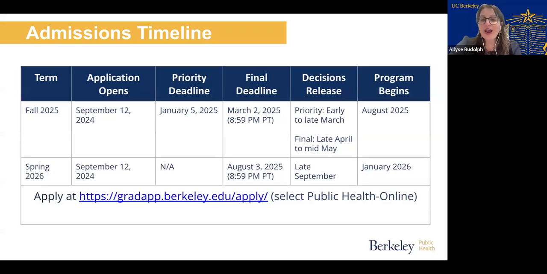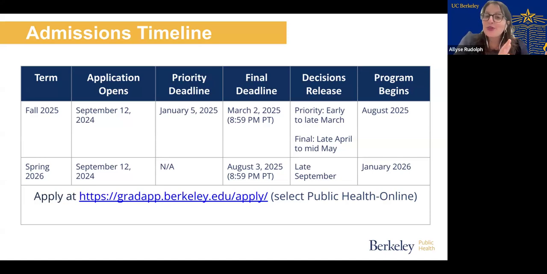So what is our admissions timeline? Well, if you are on this call, I will begin by saying that you are doing fantastic. You're planning ahead. You're getting on top of things. So that's great. Our fall application is currently open. This would be for students who want to start the program in August of 2025. You can apply as early as now. It opened last month. Our priority deadline, though, is January 5th. And then our final deadline for fall is actually March 2nd.